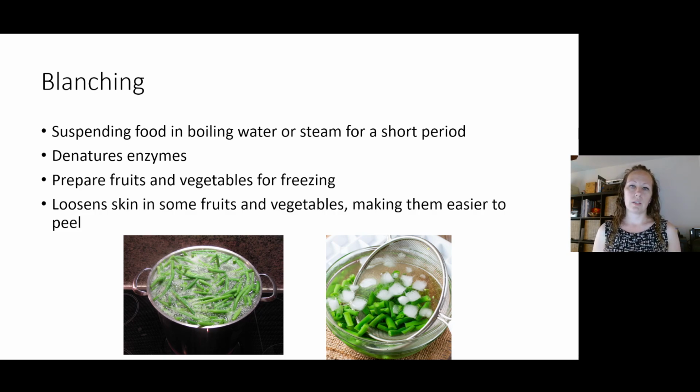The reason we do that is not for any microbial purpose, but only to denature enzymes, typically when we're preparing those foods before freezing so that we don't get discoloration and things in the frozen foods. It can also be used to loosen skin in some fruits and vegetables. If you recall, back when we had a lab where we had tomatoes and we needed to take the skin off of them, I blanched those tomatoes prior to us peeling the skin, and it made them easier to peel.